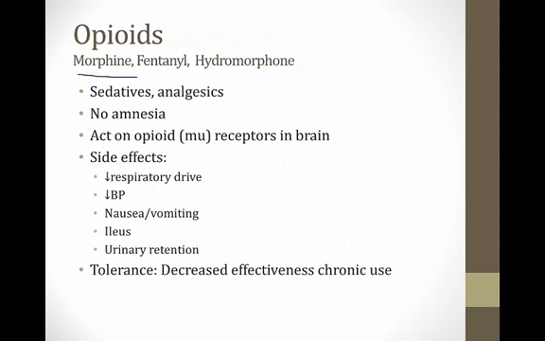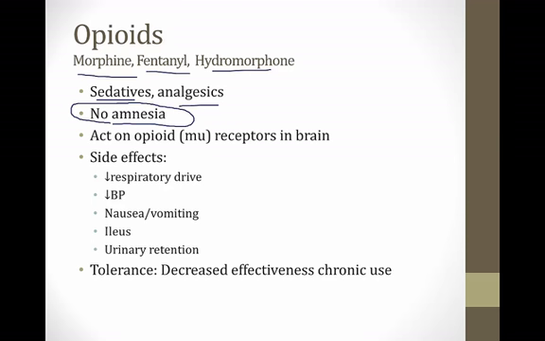Opioids are drugs like morphine, fentanyl, and hydromorphone, and just like benzos, there are oral forms of opioids that we use to treat chronic pain, but they can also be given in higher dosages as IV meds for anesthesia. So they're given as sedatives and analgesics. They don't cause any amnesia, so patients who are treated with opioids will remember everything, and it's important to know that.